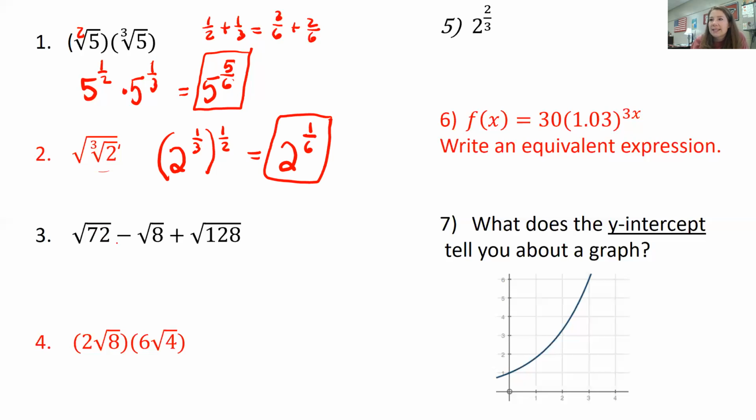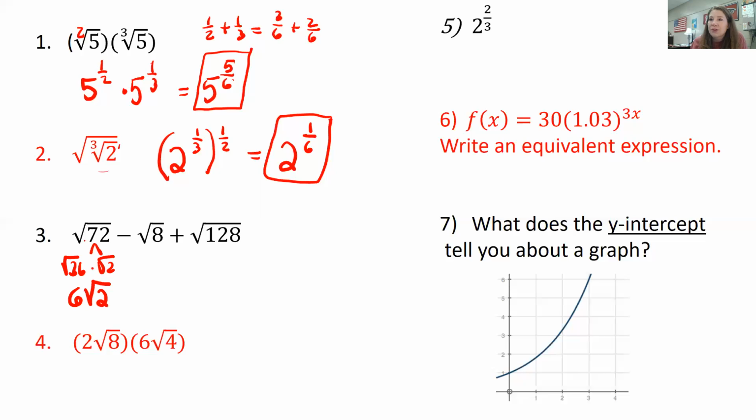Number 3, since none of these radicals match, we have to try to make them match. In other words, we're going to break them down. So we're going to think of what is the biggest number that is a factor of 72. We could go through the list. That isn't 72 doubled, 36, right? So this is basically the square root of 36 times 2. Well, the square root of 36 is 6. So the square root of 72 becomes 6 square roots of 2.